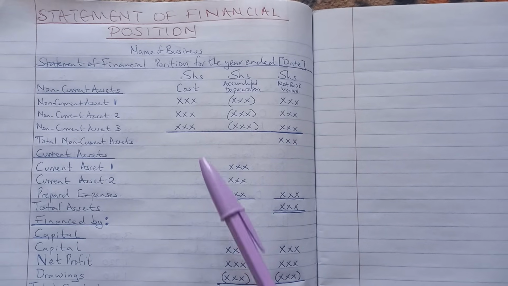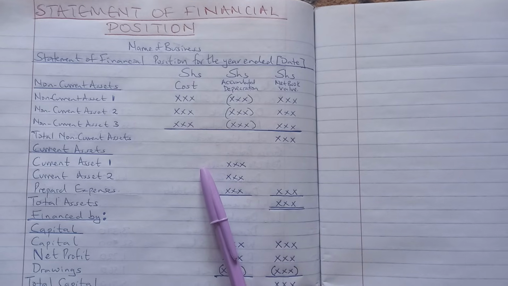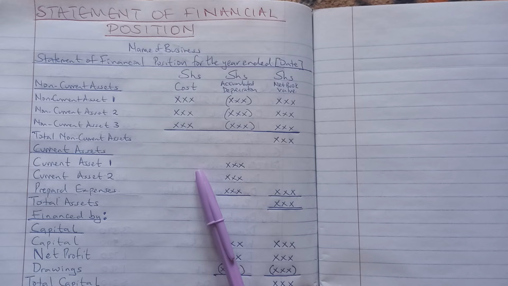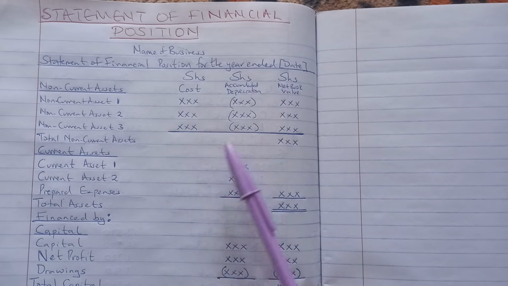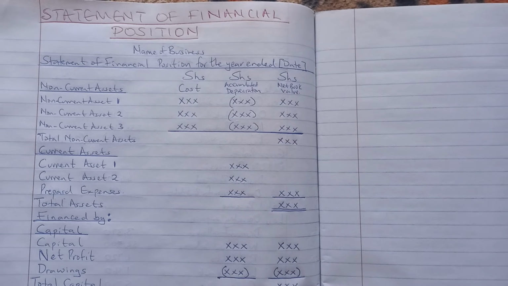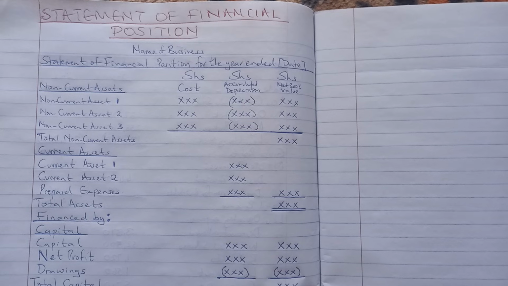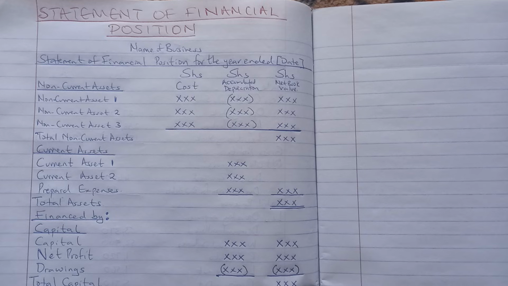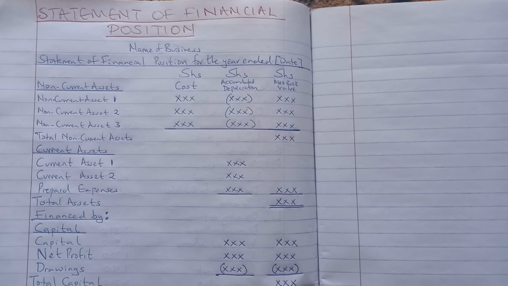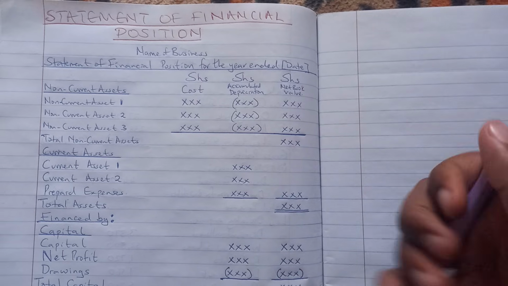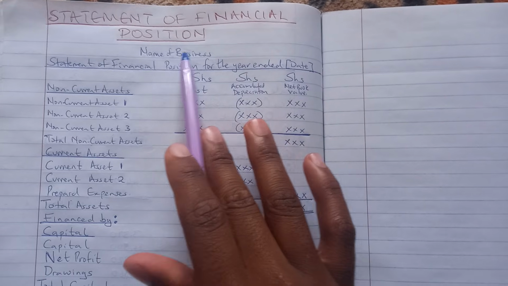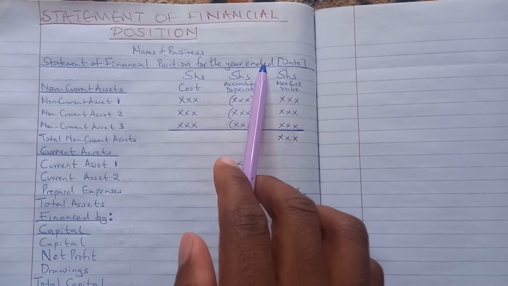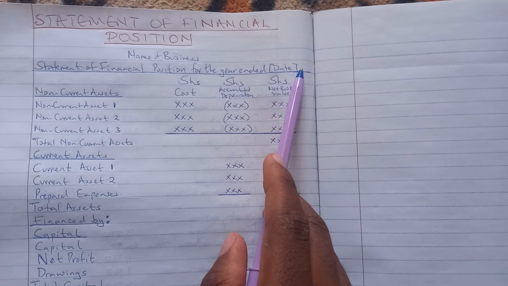So this is the format of statement of financial position, and what we'll be doing in this video, I will be sharing the format of statement of financial position and also doing a practical question. So we start with the name of the business on top, and then statement of financial position for the year ended, and then you state the date.